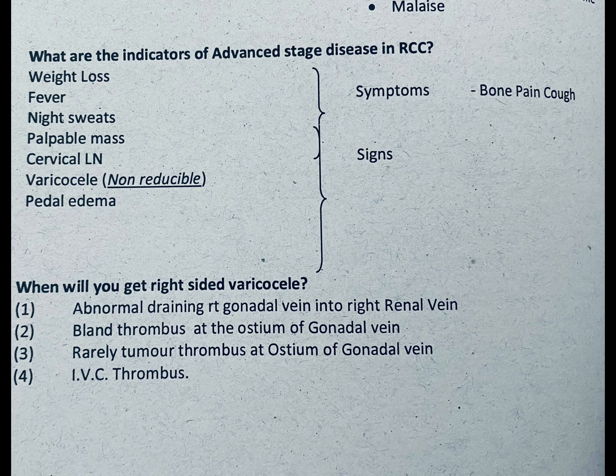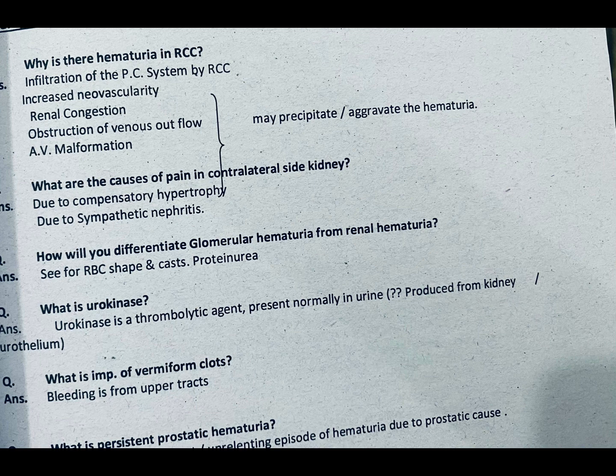When you get a right-sided varicocele, the reason is that there will be abnormal drainage of the right gonadal vein into the right renal vein, a bland thrombus at the ostium of the gonadal vein, rarely tumor thrombus at the ostium of the gonadal vein, and IVC thrombus. So the reason behind this right-sided varicocele may be abnormal drainage of the right gonadal vein into the right renal vein, a bland thrombus at the ostium of the gonadal vein, rarely tumor thrombus at the ostium of the gonadal vein, and IVC thrombus.